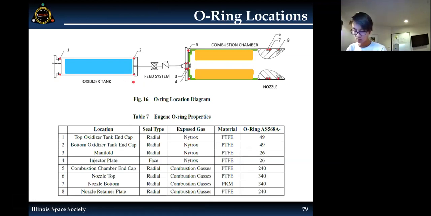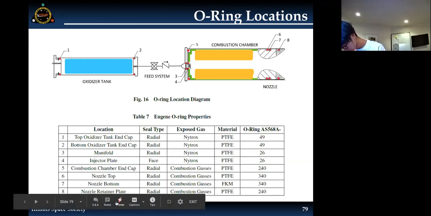3 and 4 are both for the injector, so kind of on the top and bottom of the injector, as the injector meets the combustion chamber top end cap. And then 5, again, end cap with the body. The nozzle inside of it has 2 different O-rings, one for the top and bottom, and then the retaining ring that holds it in will also have an O-ring. So many of these are actually radial seals, which means they're on the side, so the end cap will kind of close in around it.